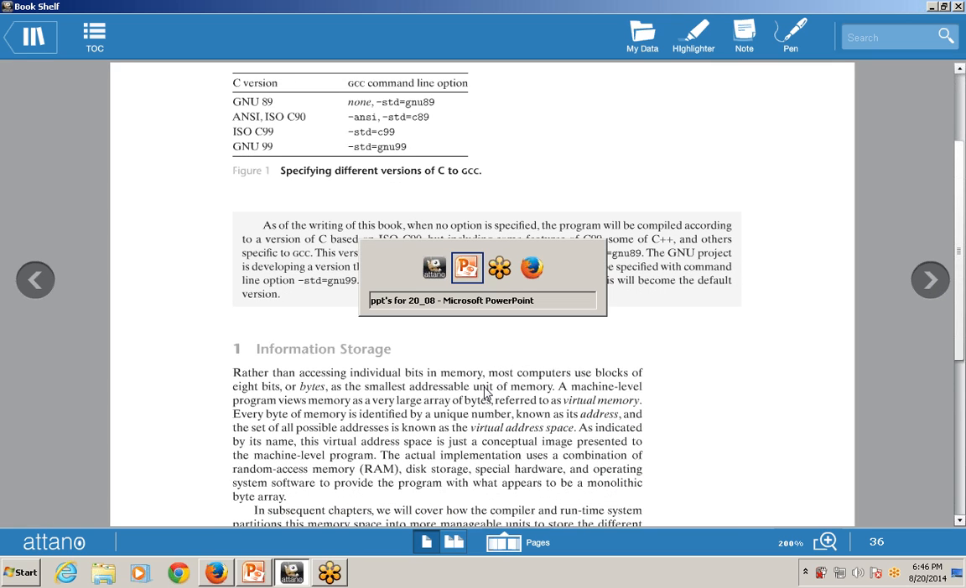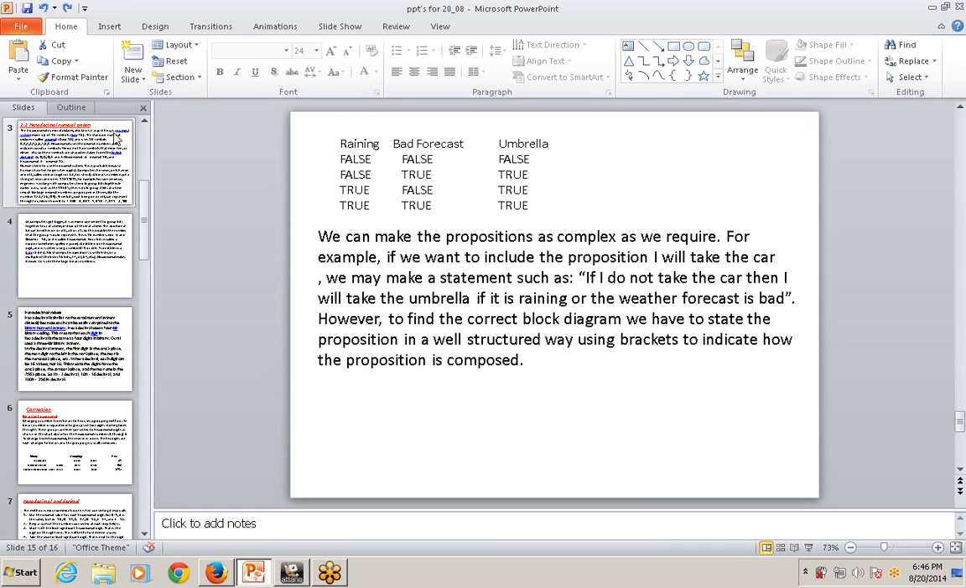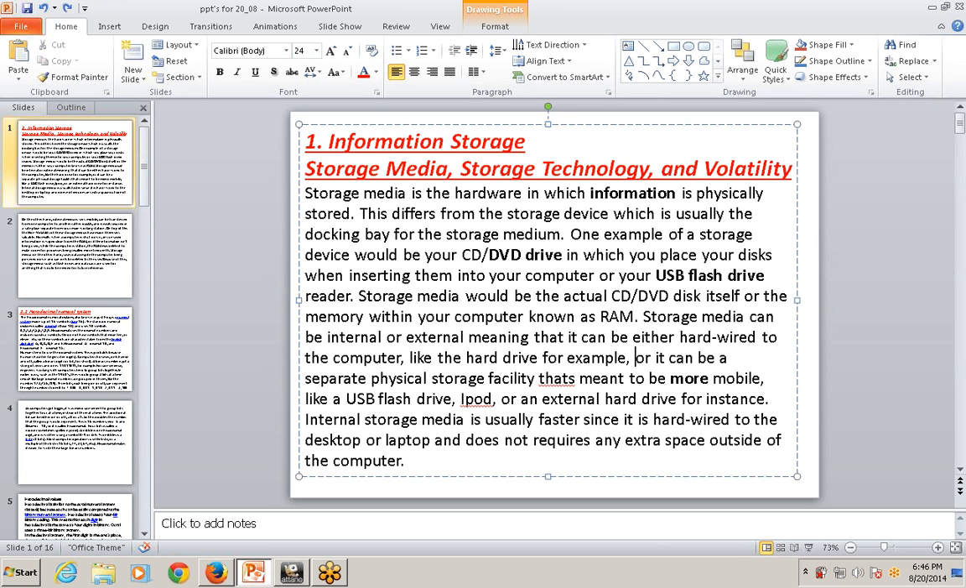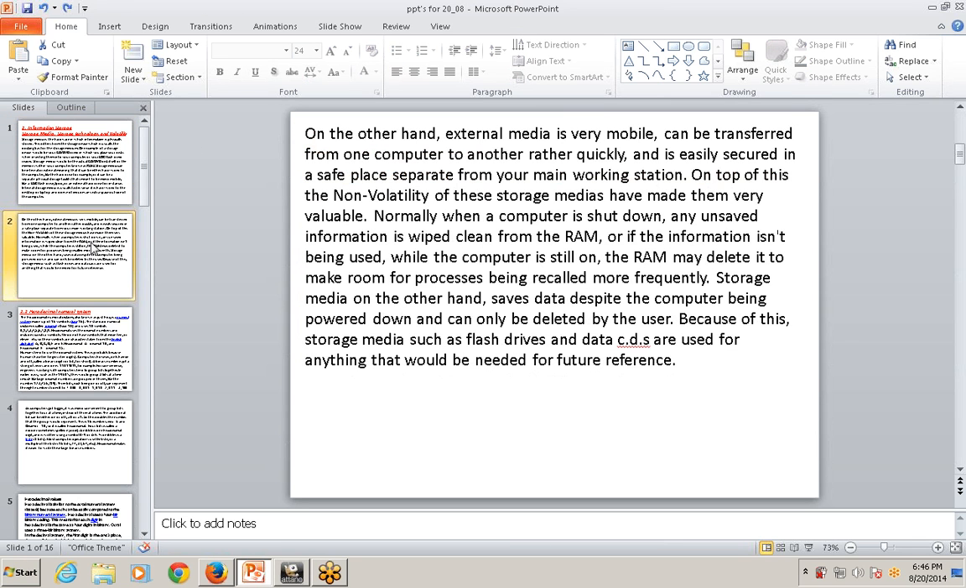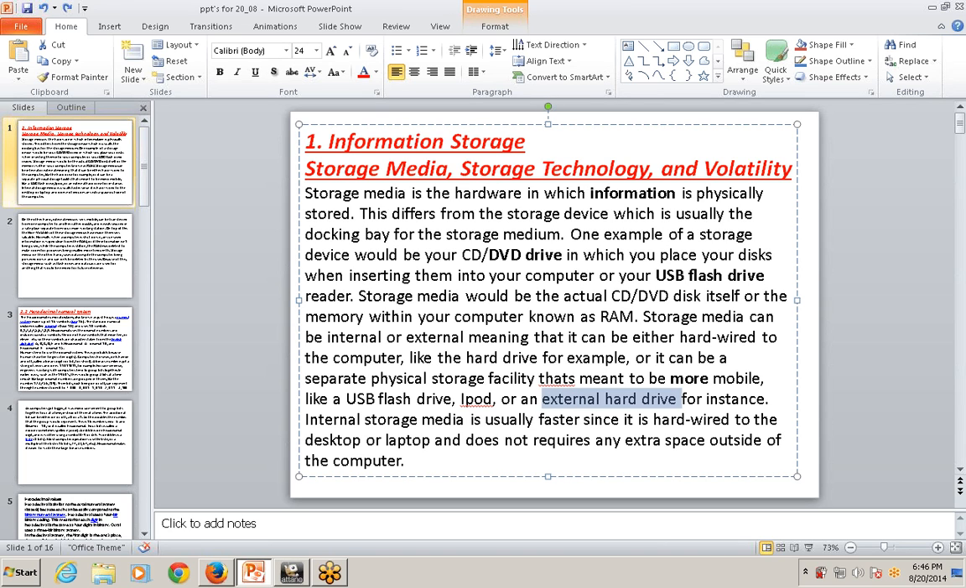This is the information storage. We can store the data with the help of computer devices, that is your CD, DVDs, and USB drives. Our RAM is the memory in which we can store the data. And we have also covered there are 2 types of devices, media, that is your external hard drive and internal hard drive.